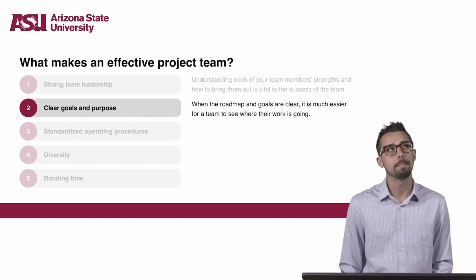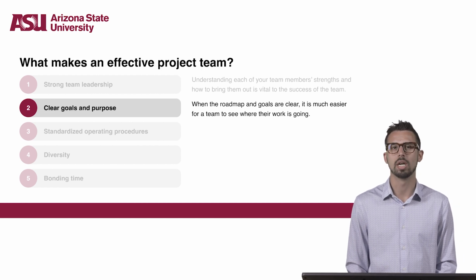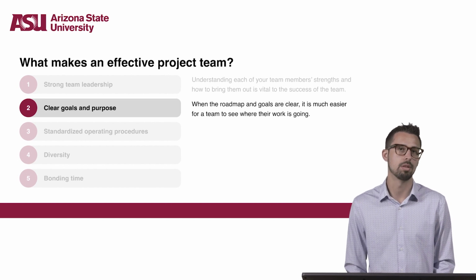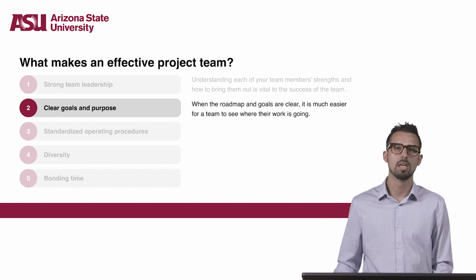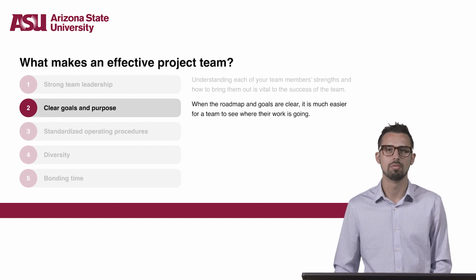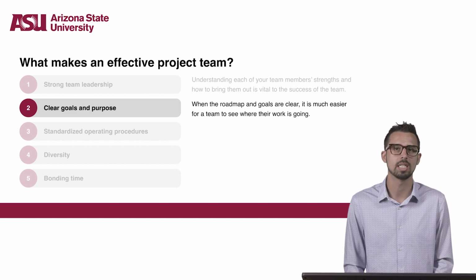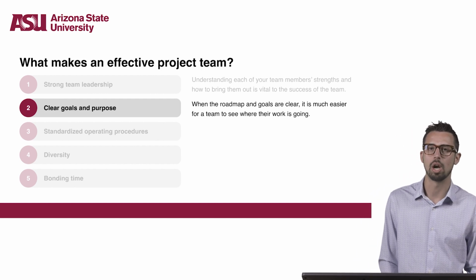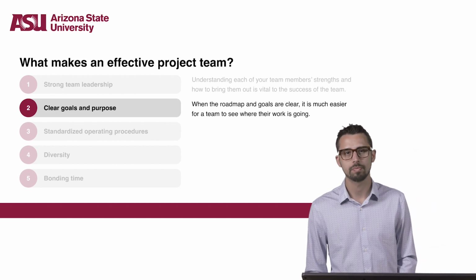When the roadmap and goals are clear, it is much easier for a team to see where they're going and how their contribution matters down the road. So leaders have to encourage their teams to rally around the project with a clear vision. I'm sure we've all had a manager who did not provide that clear vision to us across the course of the project. It was maybe difficult to see the end goal of where our work would ultimately end up or how it would ultimately be used.